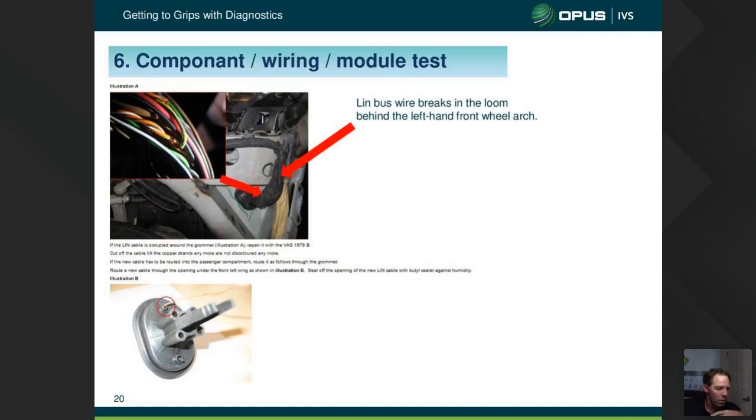Let me just open this up a little bit on my picture, just so I can see a little bit better. Okay, so it says there, if the LIN cable is disrupted around the grommet in illustration A, repair it with another section of wire. Cut off the cable. If the new cable is to be routed to the passenger compartment, route it as follows. It's just showing us, on this lower picture, the grommet, to run the new cable. So there is a TSB on this thing. It actually points to exactly what we're looking for.